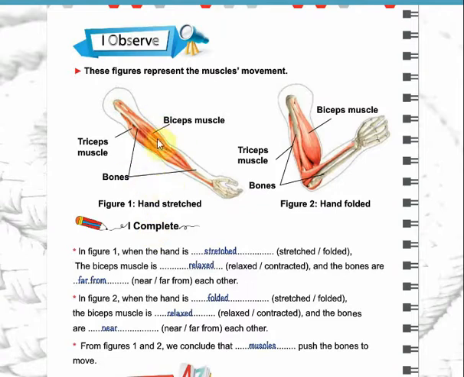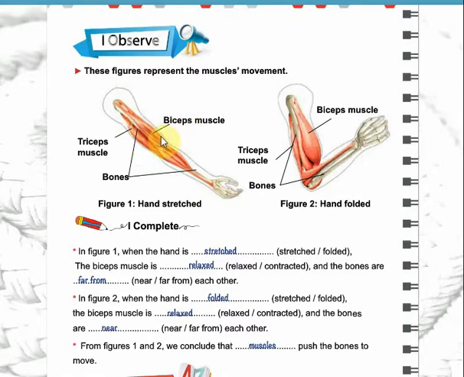If we look at figure 1, we can see a hand, a stretched hand, okay? In this stretched hand, you know that we have here the two muscles of the arm called biceps and triceps. The upper one is called the biceps and this is the triceps muscle, and these are the bones. Okay? When the hand is stretched, we can say that the biceps muscle relaxes.